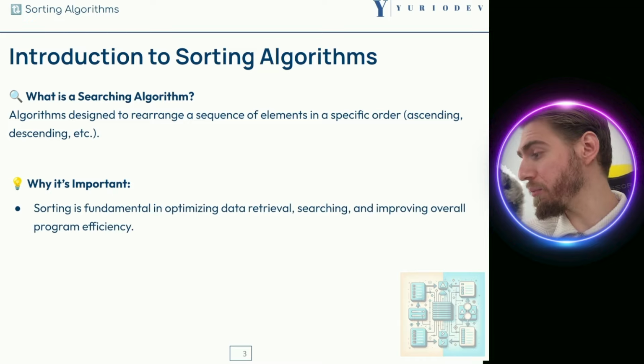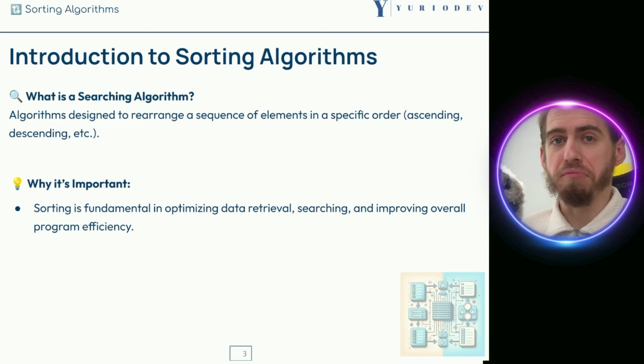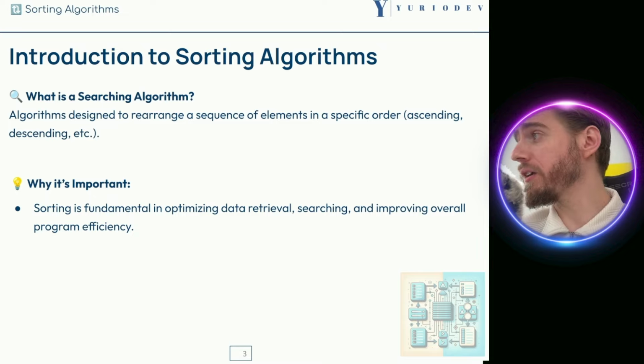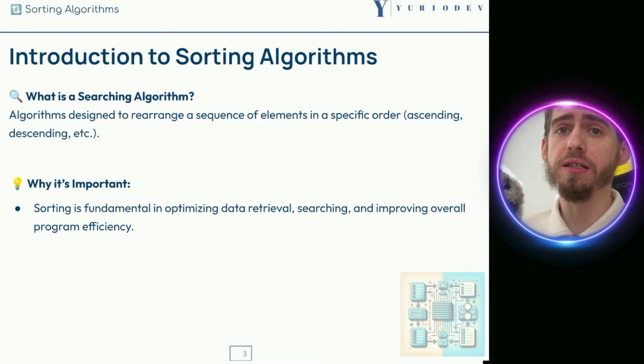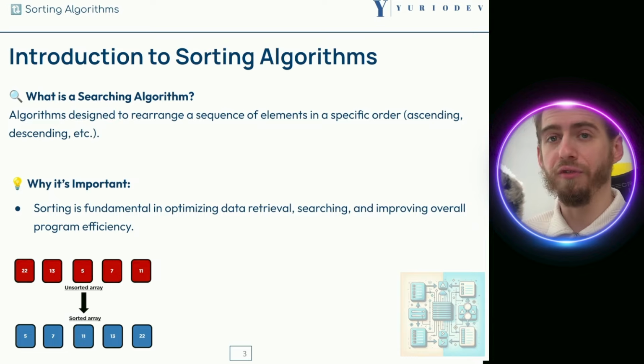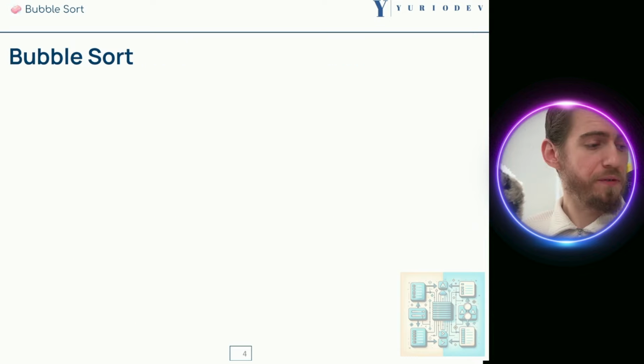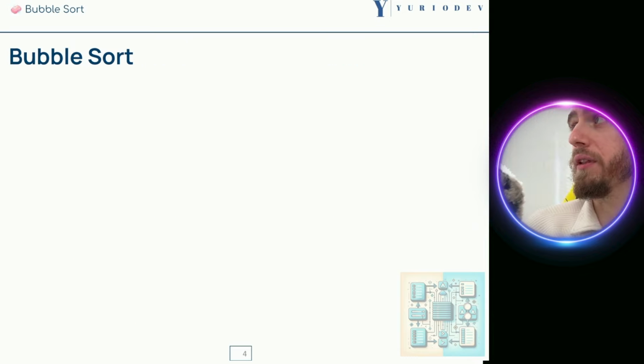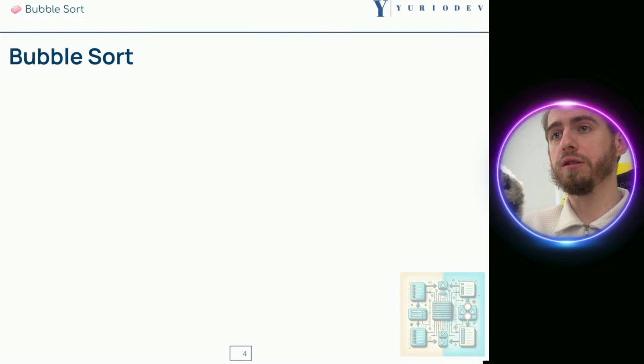And why are they important? They are fundamental for rearranging data, optimizing data, retrieving data, and passing data. Here we can see an example of a red unsorted array and a blue sorted array in ascending order. The first sorting algorithm that we are going to work on today is bubble sort.